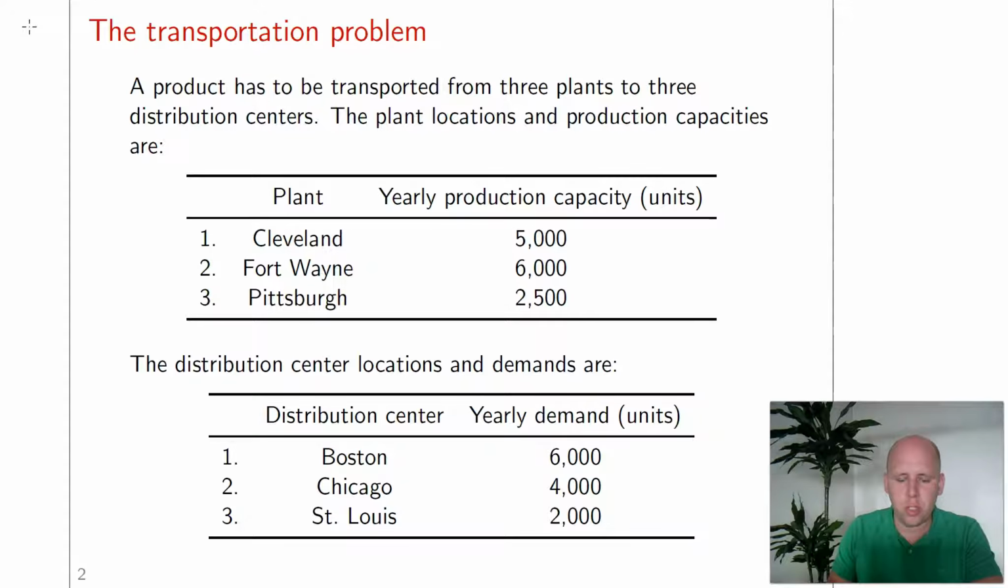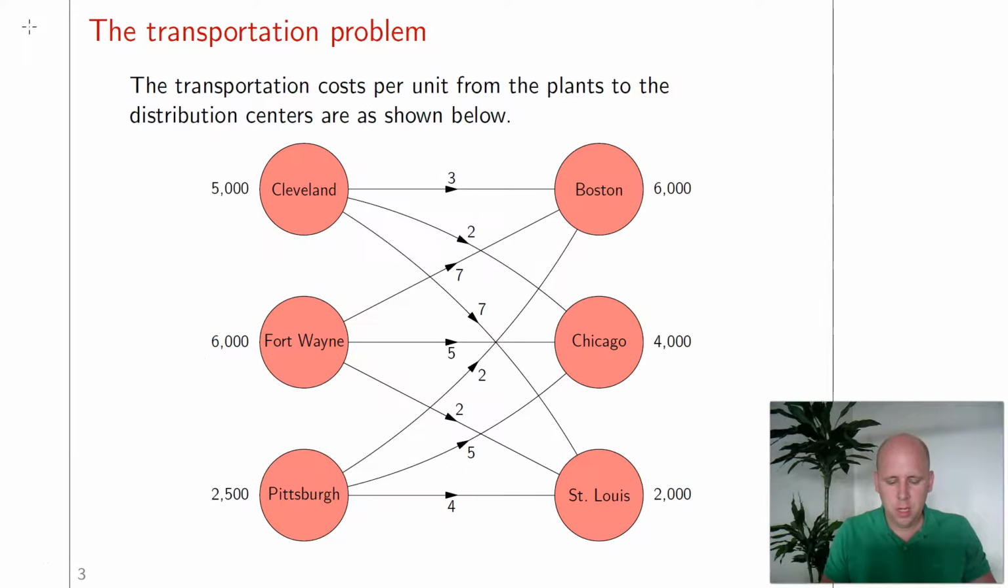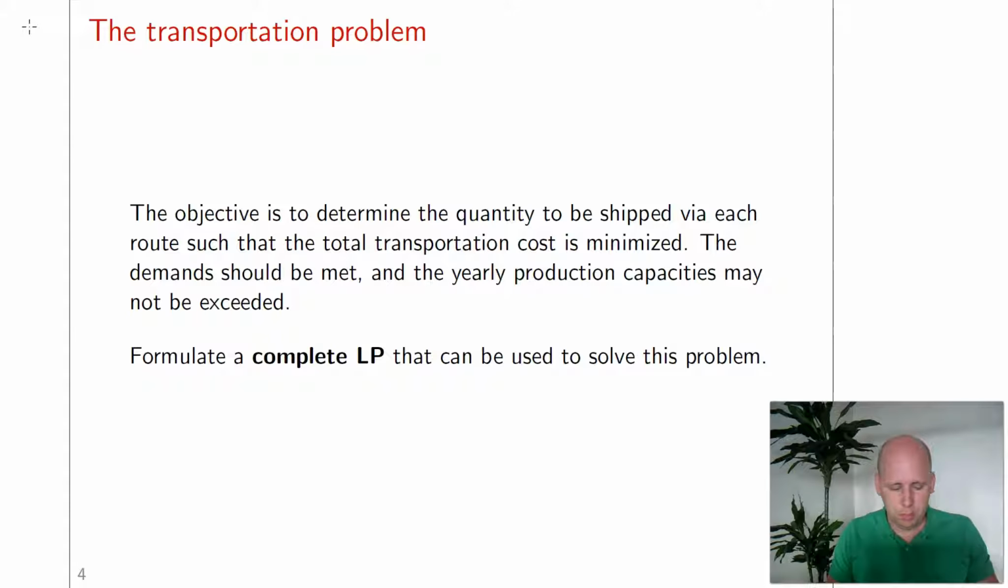And now we would like to ship the products from the plants to the distribution centers in such a way that the cost is minimized. The costs are given in this figure. So you see, for instance, that if you ship 1 unit from Cleveland to Boston, then you pay 3 for that. And in this figure you also see the capacities of the plants and also the demands of the distribution centers. Now we would like to formulate this problem as a linear program, and then based on a linear program we would like to determine the optimal solution.